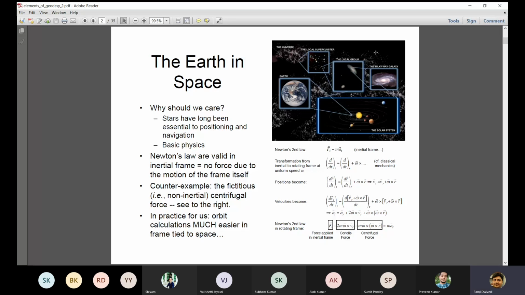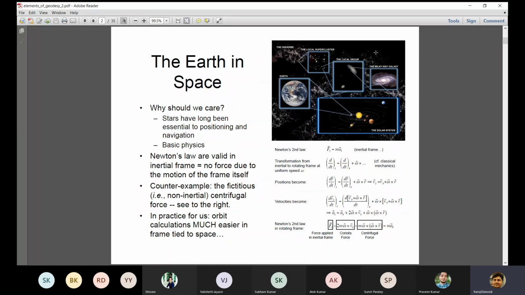If you introduce the position r, then dr by dt, the velocity, would also be introduced. So Newton's second law in a rotating frame means the force applied in the inertial frame minus the Coriolis force and the centrifugal force is the resultant, that constitutes your so-called ma.